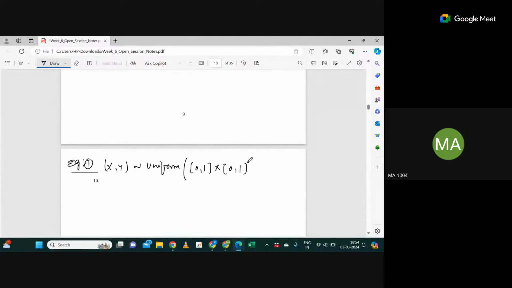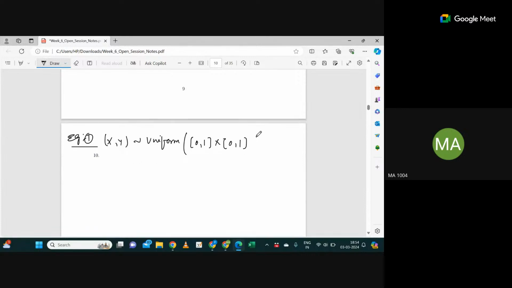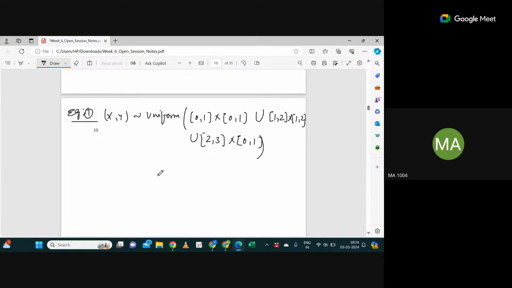Okay, so I'm just writing some region here. Suppose this is the case, and then I'm writing union. I will let you know the meaning of this: [1, 2] and [1, 2], then union of [2, 3] and [0, 1], for example. Suppose the question is, draw the region which is given to you.